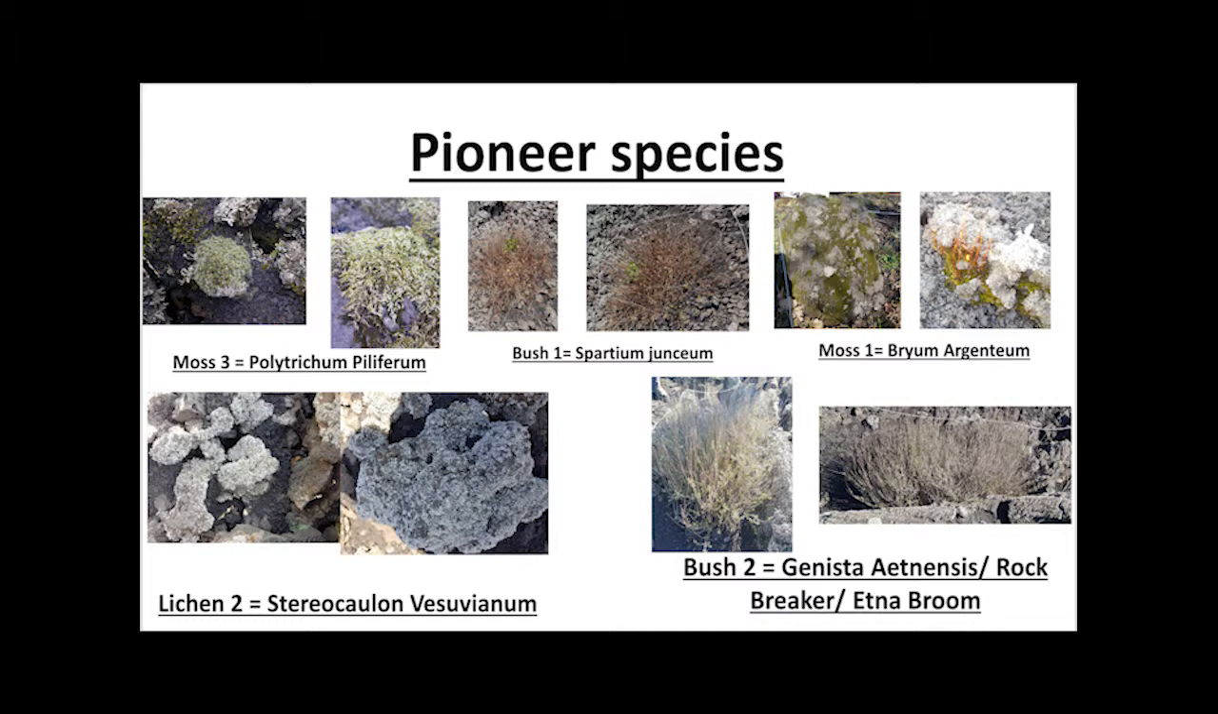Bushes and other plant species cannot usually form until a more mature nutrient-rich soil has been established within the site. Bushes, known as rockbreaker or Etna broom by local residents, can grow in the harsh environment on the flanks of Etna without a well-developed soil. If these bushes are identified within the site and are one of the only plant species present, then the lava flow is still considered to be within the pioneer stage of vegetation succession.